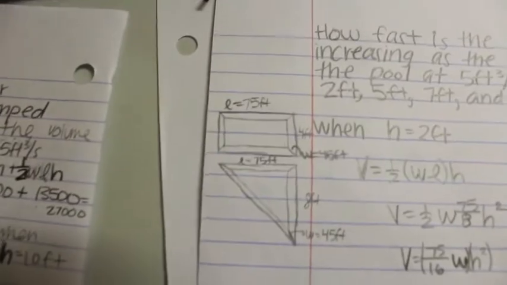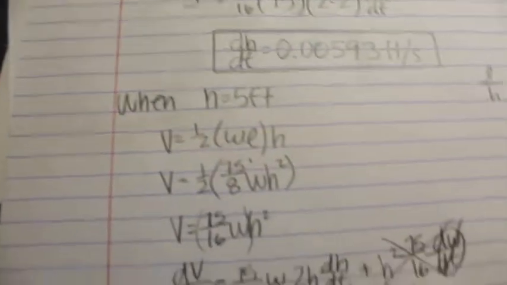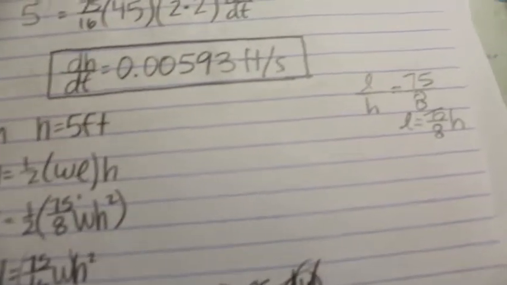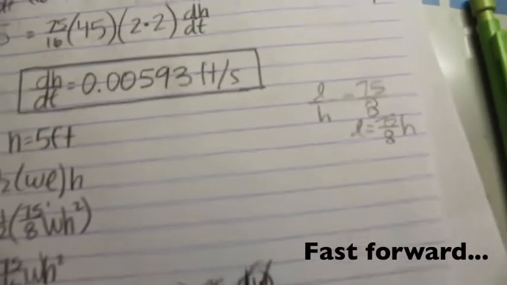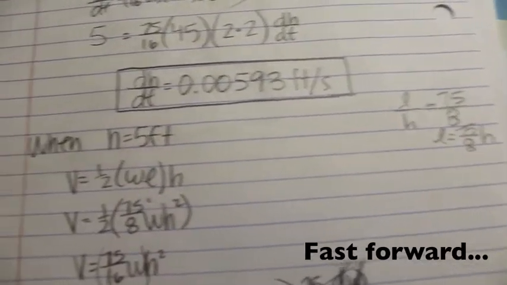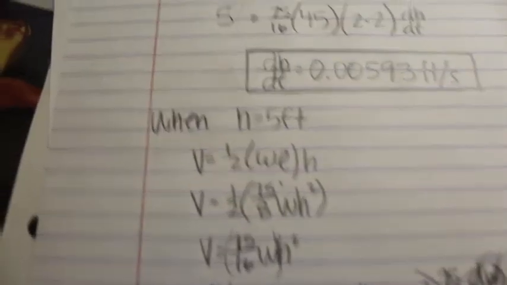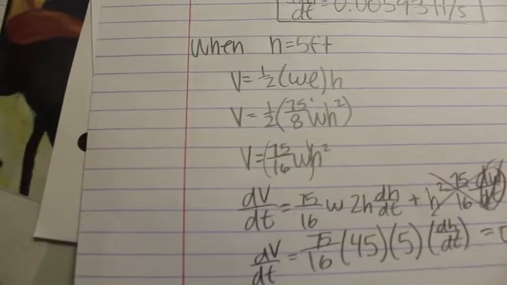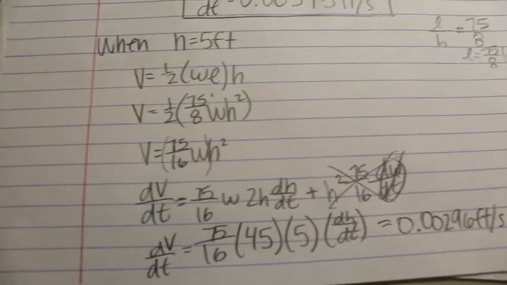Now, H equals 5. To do this problem, you must also use a ratio, because when H equals 5, you are still in the triangle section of the pool. Therefore, you must use a ratio. L equals 75 over 8 H. You must plug in that for L here. You take the derivative. You must also use the product rule.